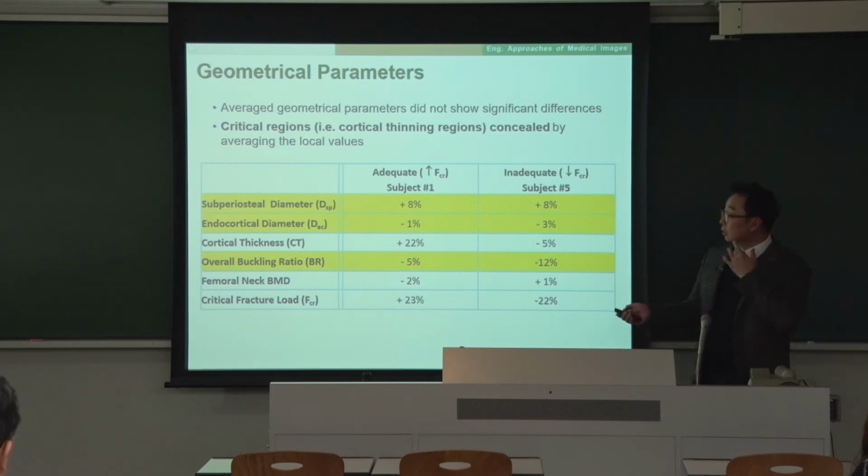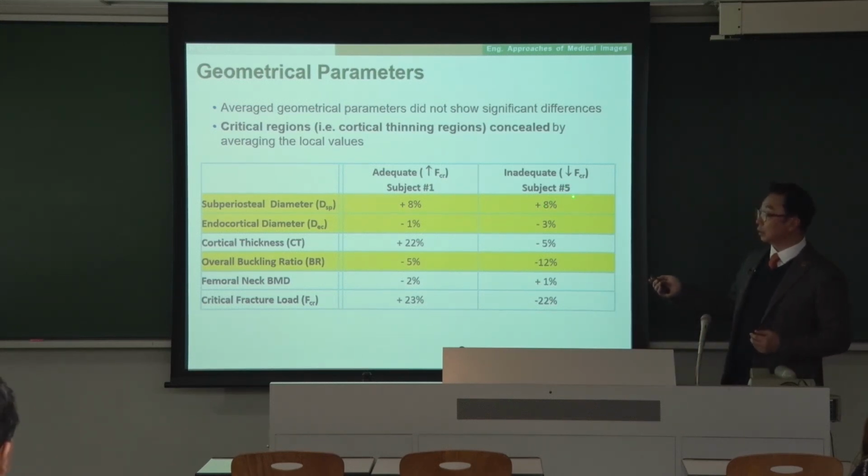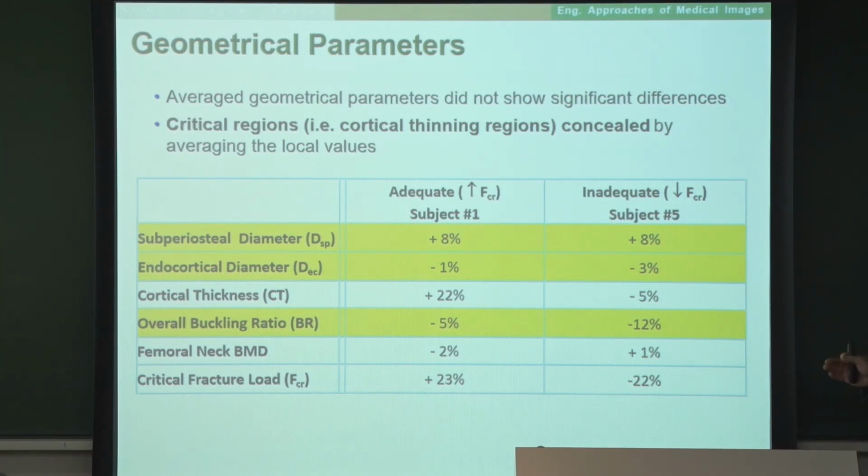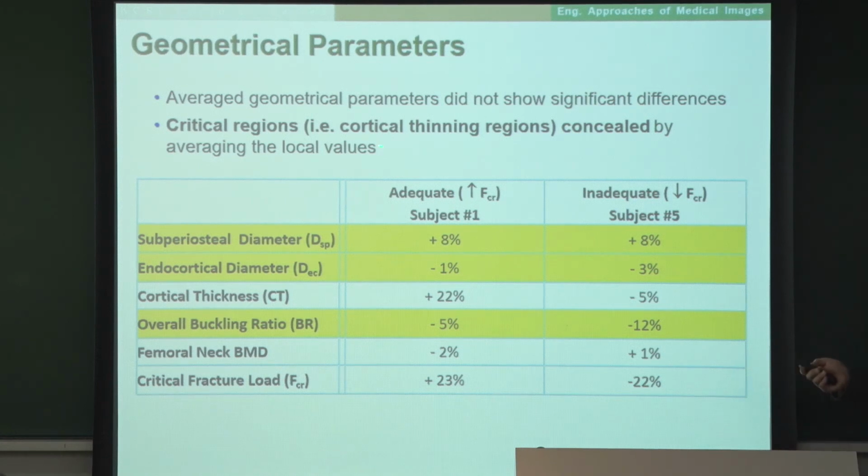If you look at subject 1 and subject 2 or subject 5, right? However, if you look at it here, overall buckling ratio doesn't change, okay? But critical fracture load shows huge differences, okay? So here, what I'm trying to show you is that there are certain critical regions concealed by averaging the local value. So we are using the averaged value. So it is not important.